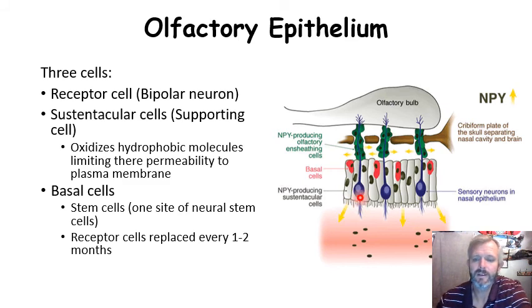Okay. The other cells in this epithelium are these basal cells, the red ones here. Imagine we have damage to these sensory cells, so they have to be replaced. This is one of the sites where we have neural stem cells, because what are these receptors? They're bipolar neurons. So they get damaged, we get rid of them, and these basal cells can differentiate into new bipolar neurons, or the receptor cells.